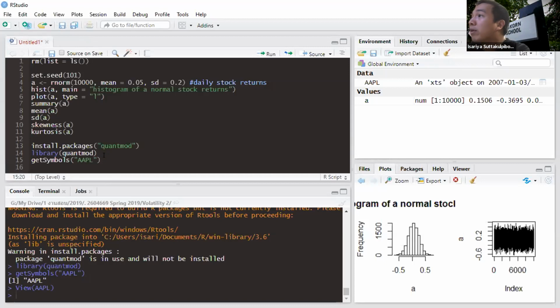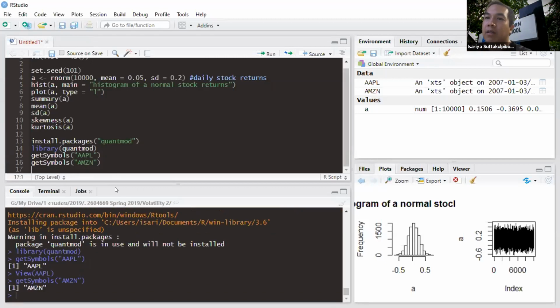You can import any other symbols too. For example, if you want to get the symbol for Amazon, AMZN, you can do that too. So you can get Amazon stock prices. There you go, you got AMZN.